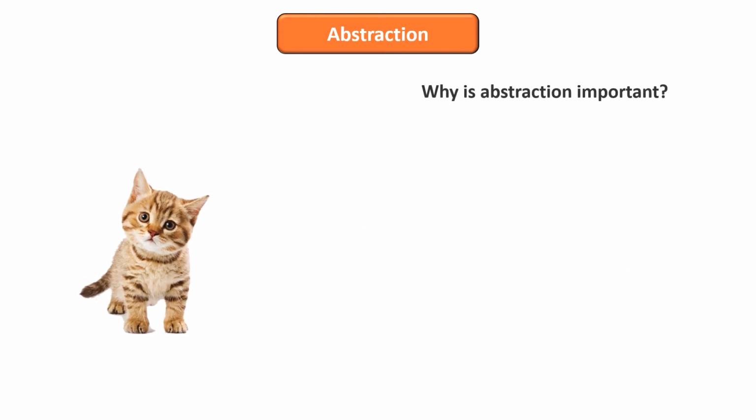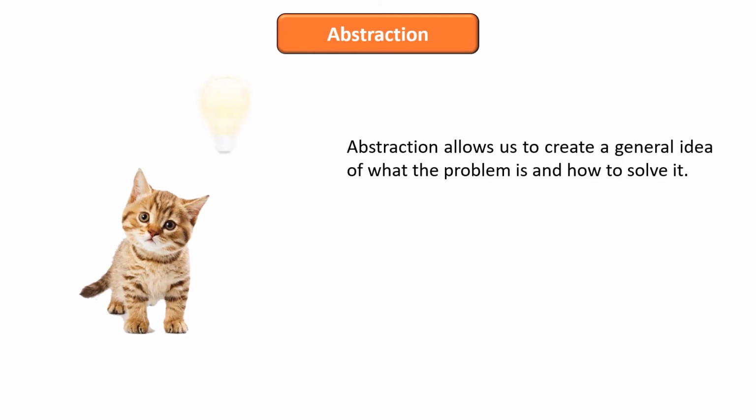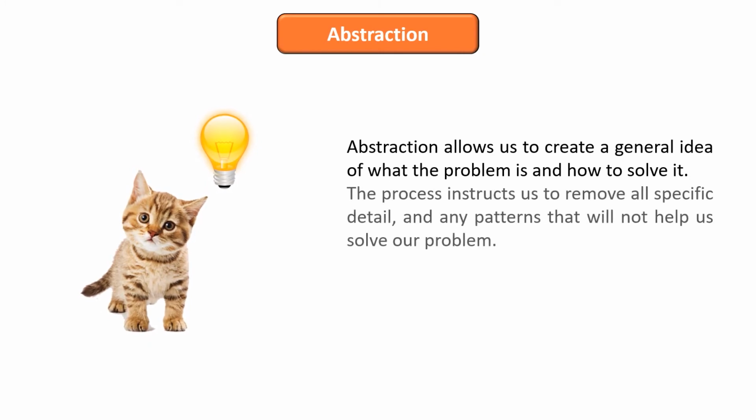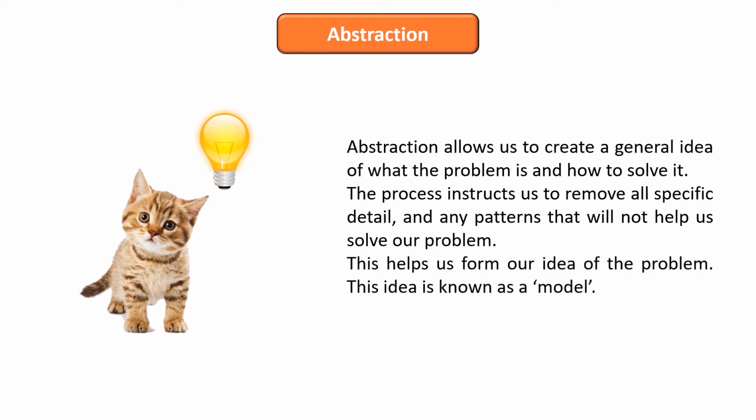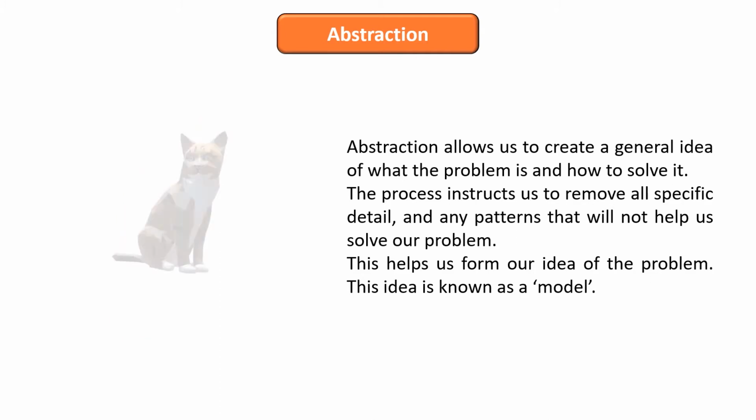Why is abstraction important? Abstraction allows us to create a general idea of what the problem is and how to solve it. The process instructs us to remove all specific detail and any patterns that will not help us to solve our problem. This helps us form our idea of the problem. This idea is known as a model.